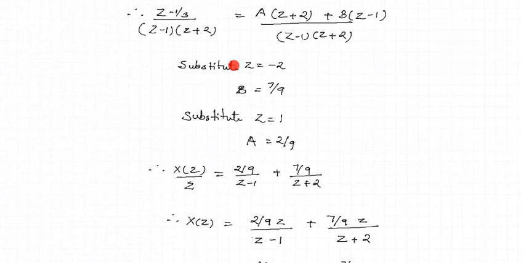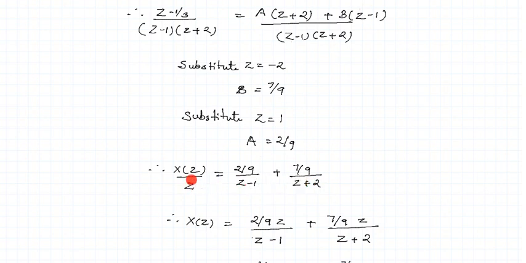If we substitute z as minus 2, the A term becomes 0. And what is the value of B we get? It is 7 by 9. If I put z as 1 here, the B term becomes 0, only the A term exists, and we get the A value to be 2 by 9. So substituting back the A and B values into the equation, we have the equation as shown here.